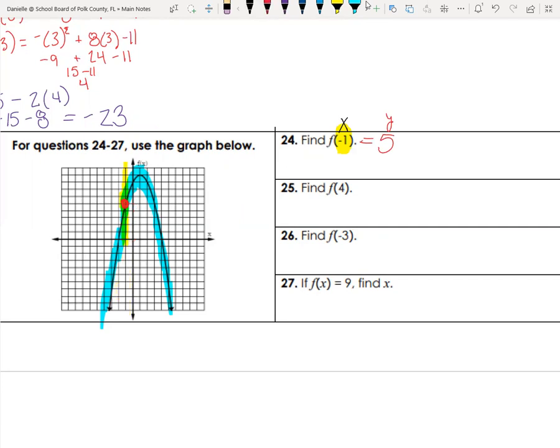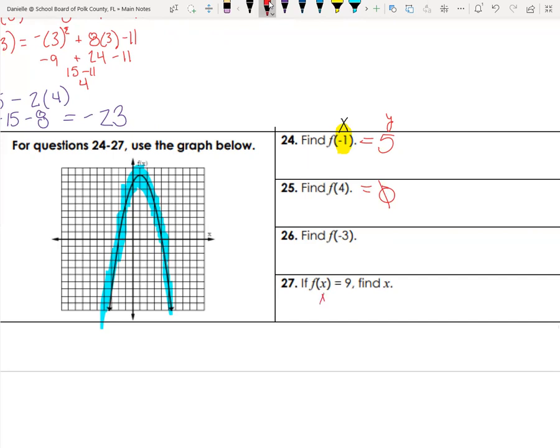So let's try another one. Let's go into 4. So I need to go over to 4, 1, 2, 3, 4, and I look up and down, and I see it crosses at 0. Our y is at 0, so this one will equal 0. I'll let you figure out 26 on your own. But we will do 27, because that one's kind of backwards.